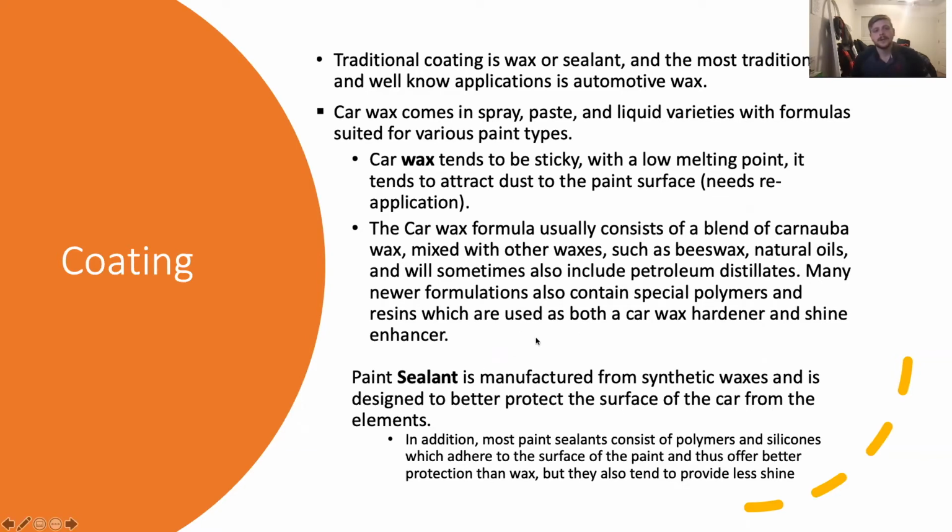So just as the paint has specific applications, the coating does as well. Paint sealant, on the other hand, is manufactured from synthetic waxes, and it's not as natural or as earthy as the others are. They're designed to better protect the surface rather than just make it look nicer. They also adhere to the paint better, and you don't have to wax it as often.